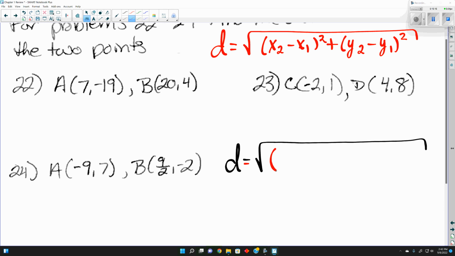So what's one of the two x values? -9 minus... squared plus the two y values are -2 minus... Type it in exactly as you see it. We don't have to change a thing. The calculator will do it all for us.